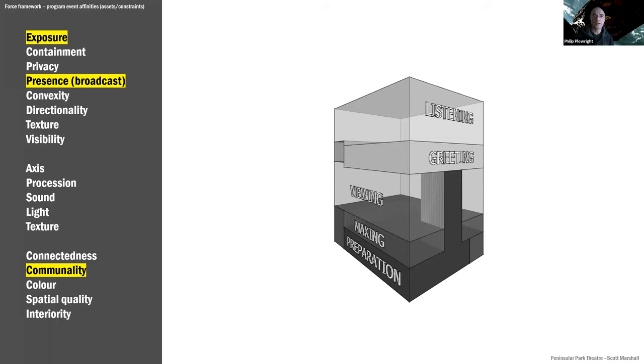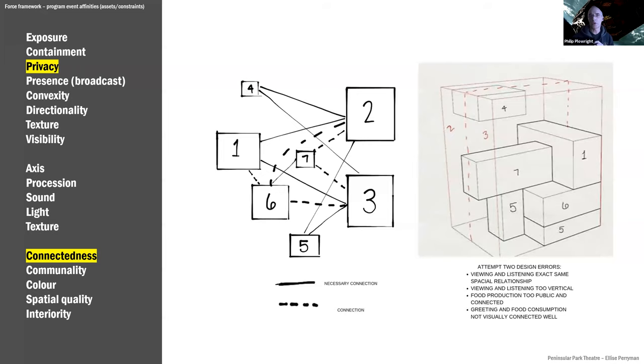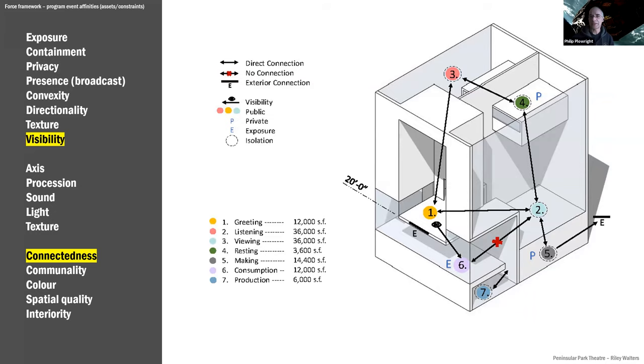If I want to look at presence and broadcast, we take a look in the middle, take a look at that one that says viewing. All of a sudden we have a soft center of this building, and everything's arranged so that we prioritize a very, very large void that is about the expression of this building outwards. Now, that's exposure, presence, and communality. But if I work with privacy instead, with the same ideas, I actually have a building that then turns inwards on itself. Or one that has to do with connectedness and visibility.